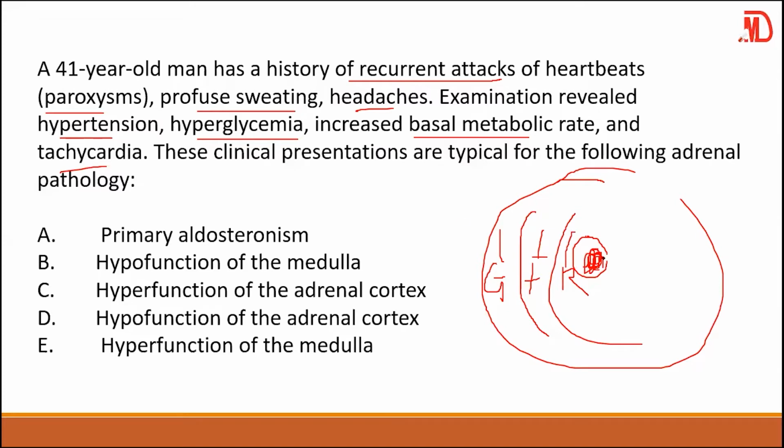So basically the diagnosis here is pheochromocytoma. And this is occurring in the medulla. So we are having hyperfunction of the medulla. So here, your answer is E, hyperfunction of the medulla. Or if you want to be sure of the diagnosis, this is pheochromocytoma. All right. So the answer is E.